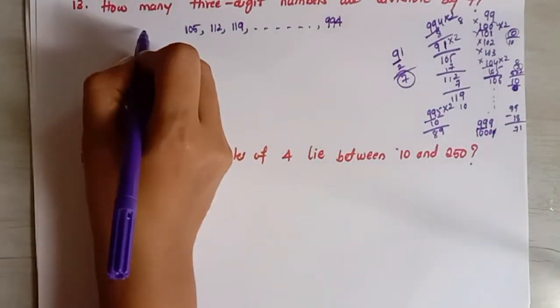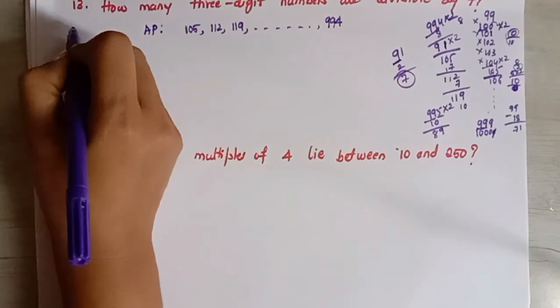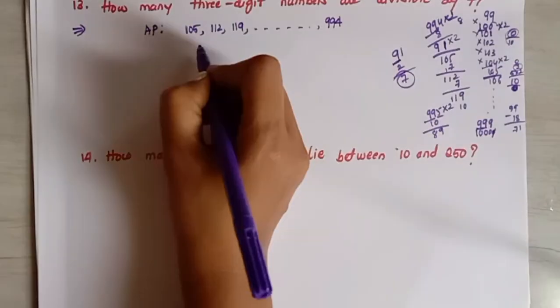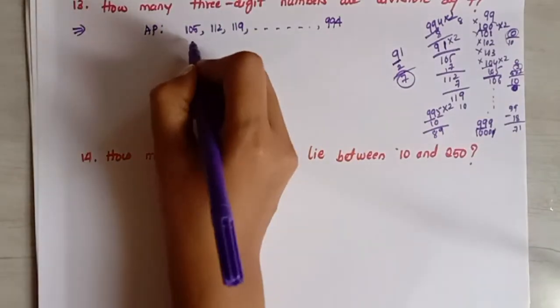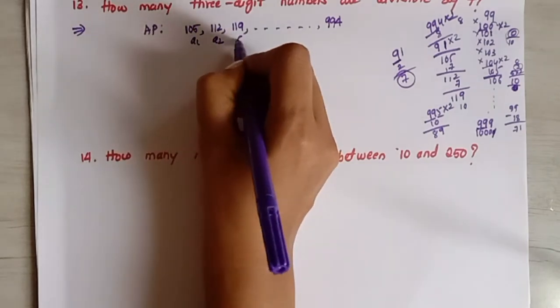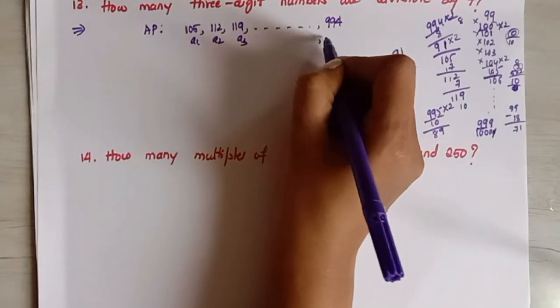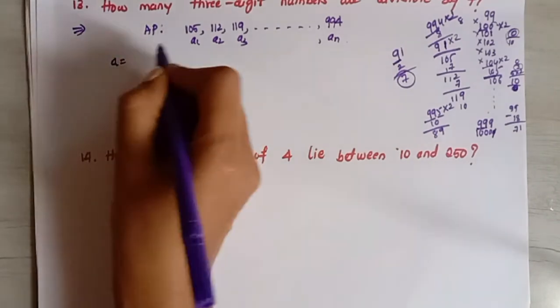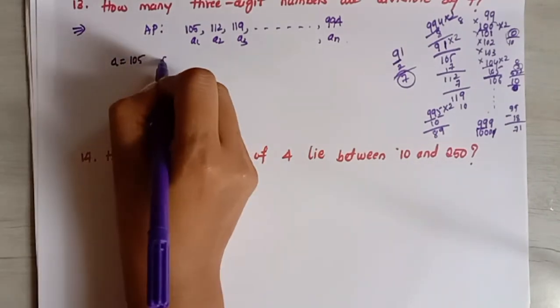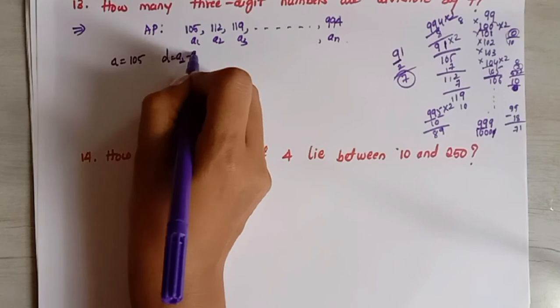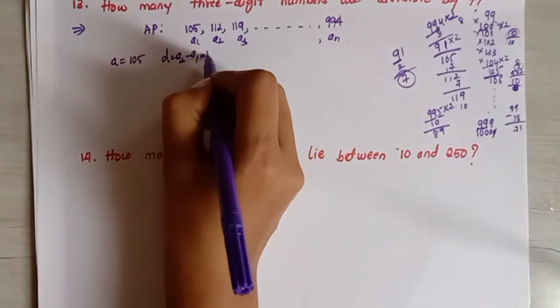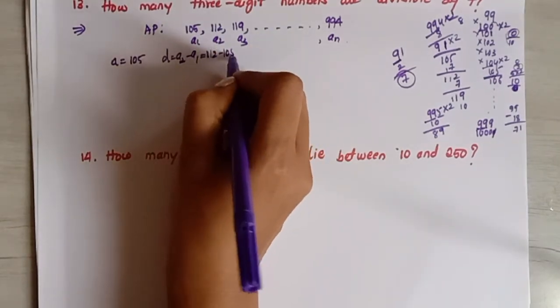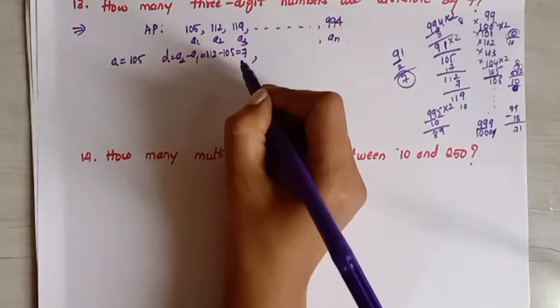So this will become the AP of this question. Let us note it as A1, A2, A3 and so on up to AN. So what is A here? A is the first number, that is 105. D is A2 minus A1. What is A2? 112 minus 105, which is 7. What do we have to find?